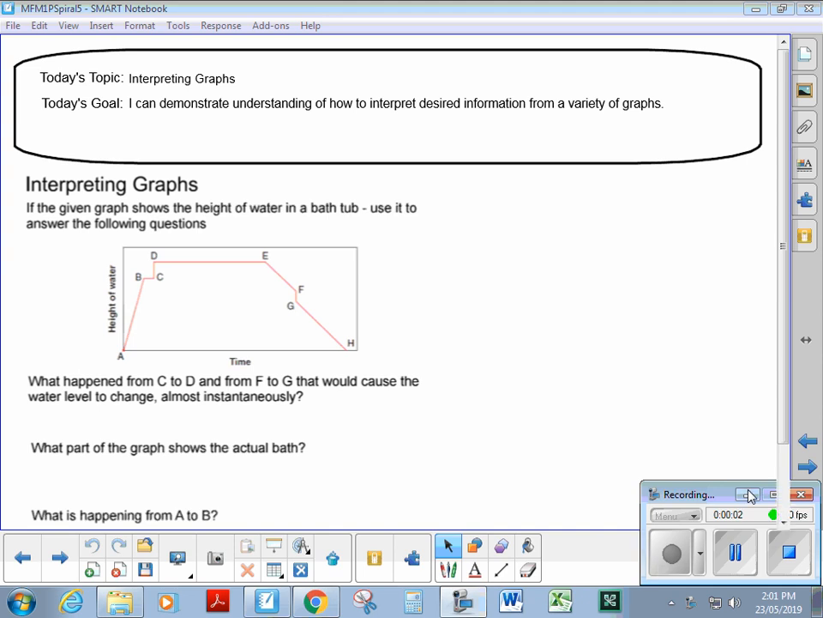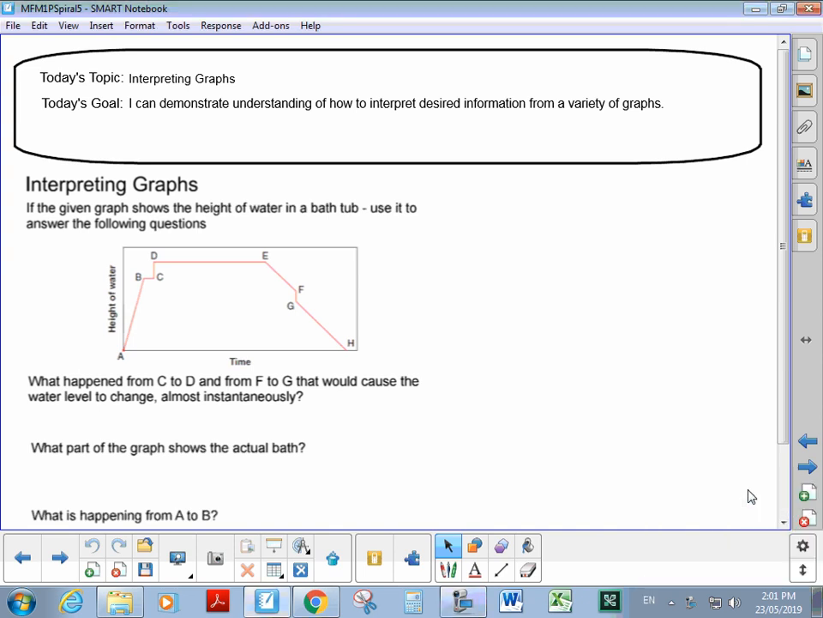Hello, welcome to the next lesson in Spiral 5, interpreting graphs. So we did something similar in an earlier unit with respect to velocity and time, or speed and time. So now we're interpreting graphs for any given situation.